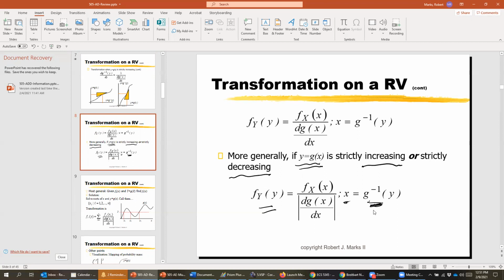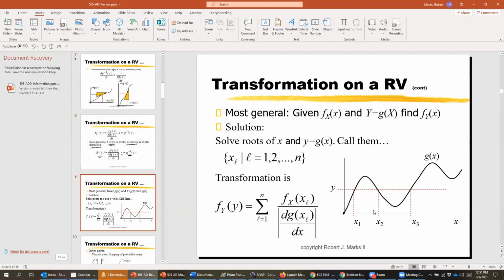We'd like to generalize that right now into different cases. In general, we don't have a strictly increasing function. We have a function that wiggles all over the place, such as we see here with this g of x. And how do we do that? Well, f sub y is equal to the summation of the same exact transformation that we saw last time, except that it has to be done at a number of points. You notice that there's a number of points for y here.